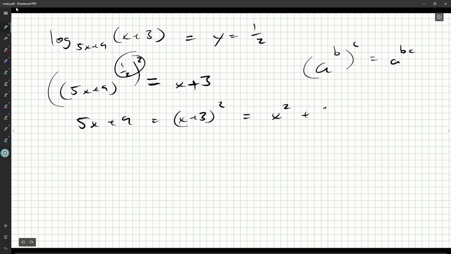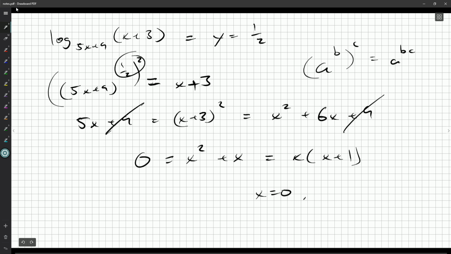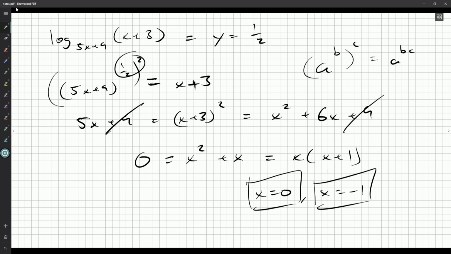All right, and this gives me a nice little quadratic, one that we actually saw earlier in the question. The 9s will cancel out, and you bring the 5x over to the other side, x squared plus x. So that's x times x plus 1. So in theory, x equals 0 or x equals minus 1 should also do the trick. But again, we should double check. Is 5x plus 9 or x plus 3 going to be 0, or negative? Well, 0 or negative aren't allowed.